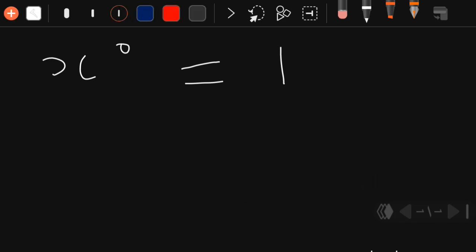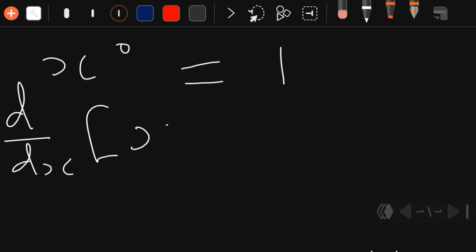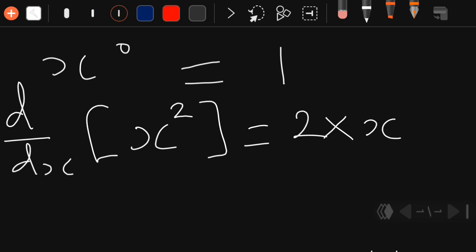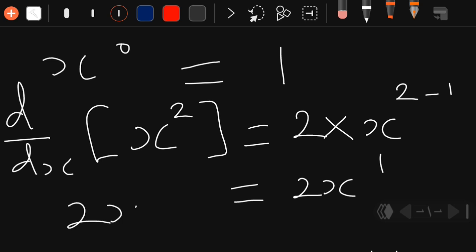How about the differentiation of x to the power n? x to the power 2, I mean. How is it going to be? Well, drop the power, multiply it with the coefficient of x, then subtract the power with 1. How is it going to be? It will be 2x to the power 1, which is just as good as saying 2x.